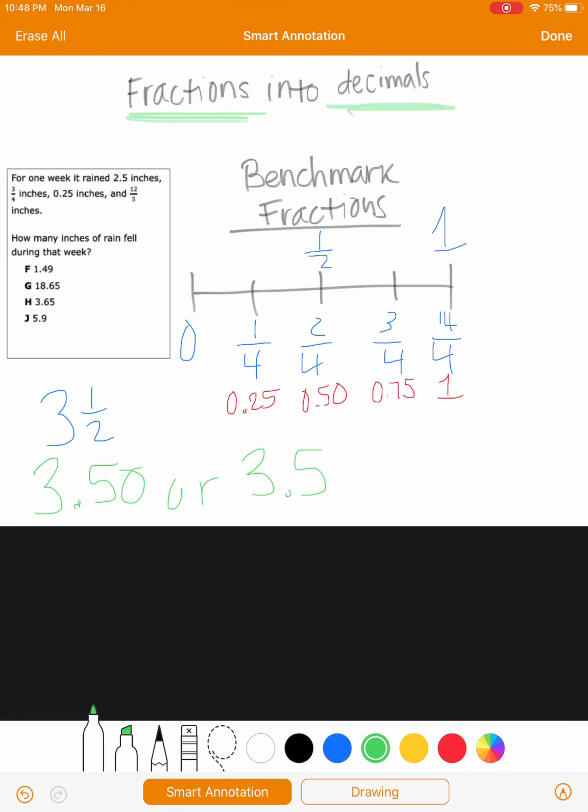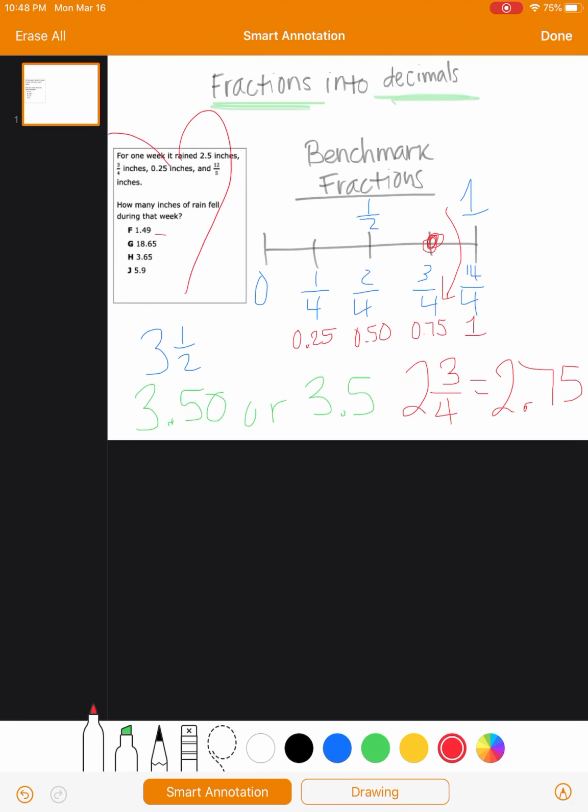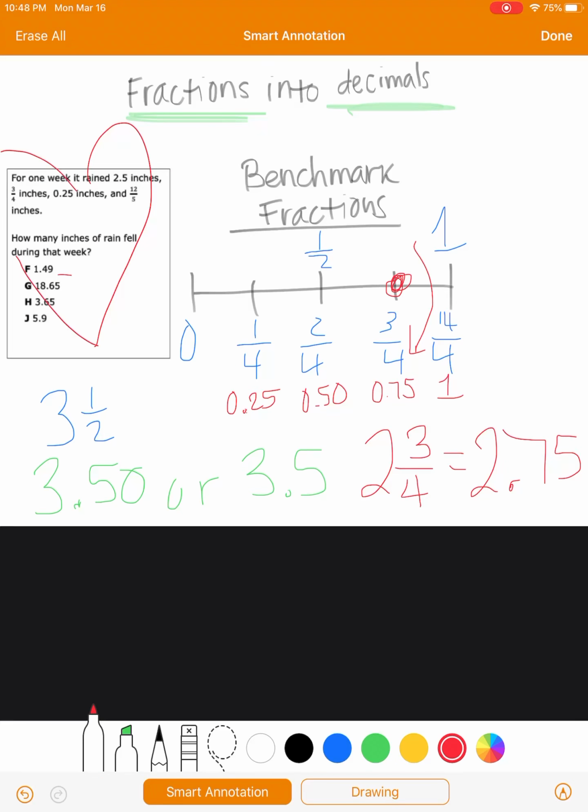Let's say that you were to have 2 and 3/4. When I look at my benchmark fraction, I know that that is the same as 75 cents. So this is 2 and 75 cents. The importance of this is we're gonna be working with these types of word problems right here. And as you can see, there are proper fractions, decimals, and improper fractions. So we have to kind of go back and review them.